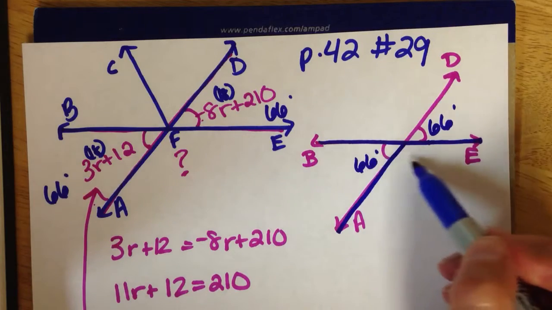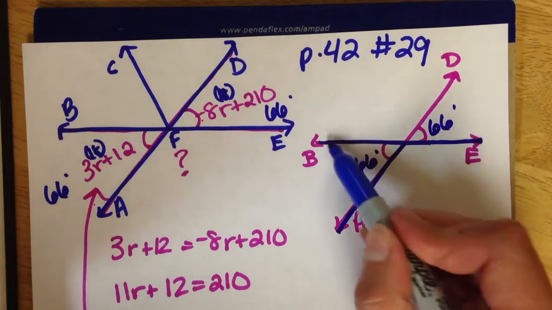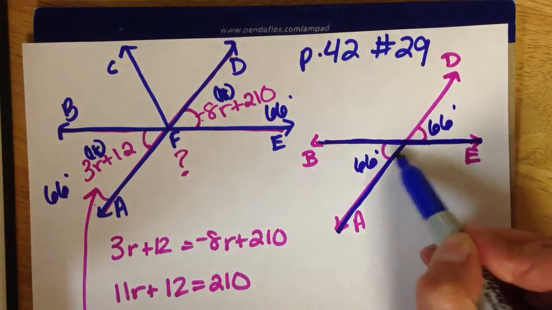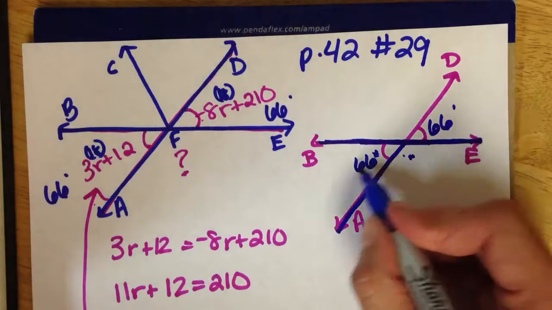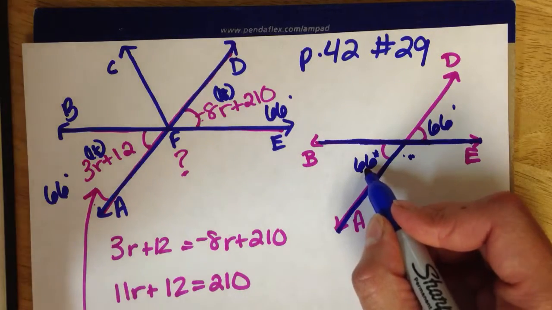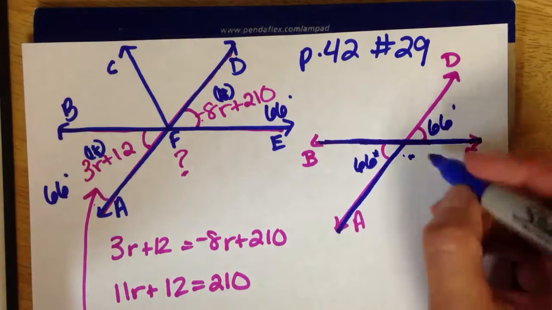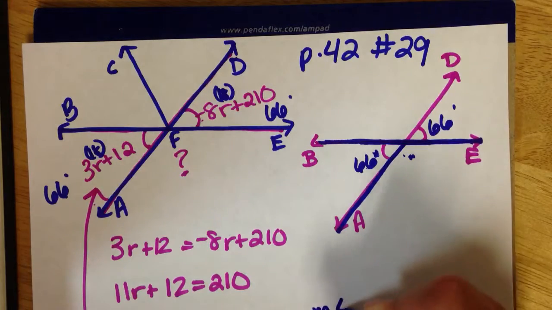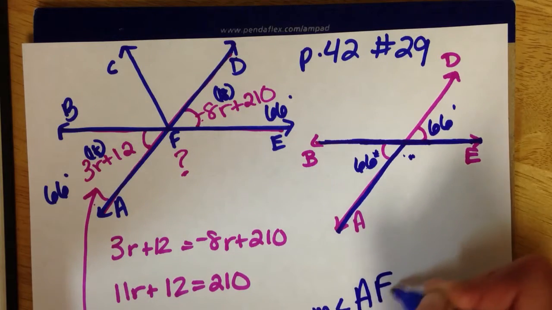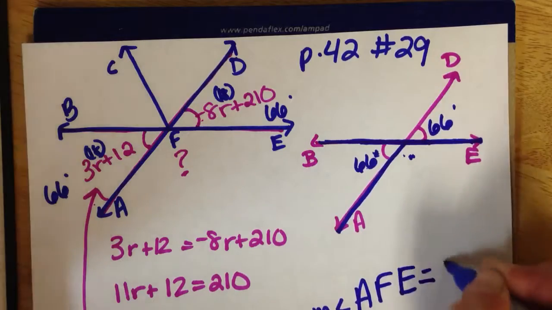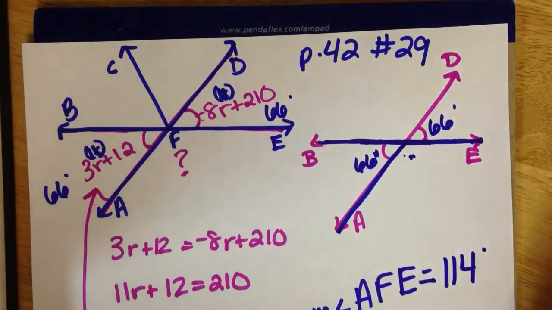These two angles are what's called a linear pair. They make up this line BE, and a linear pair, these two angles right here, have to add up to 180, and this is the angle that we're looking for. So if I subtract 66 from 180, I am going to get that the measure of angle AFE is 114 degrees.